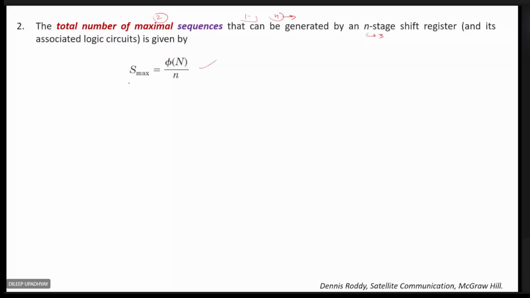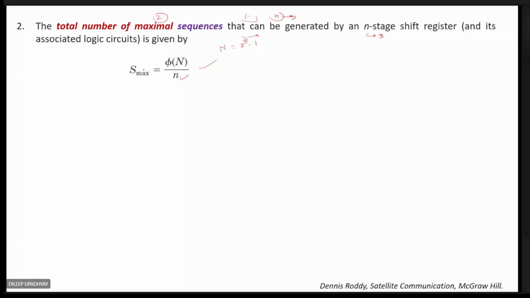That is S max. S max is nothing but the total number of possible maximal sequences, which is given by phi N by n. You might be thinking, what is phi, what is n? Capital N is 2 to the power n minus 1, where small n is the total number of shift registers.